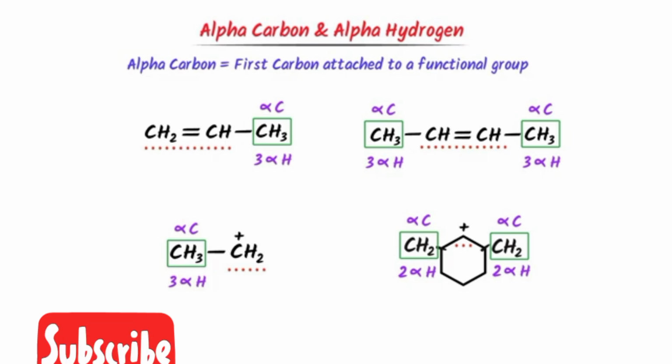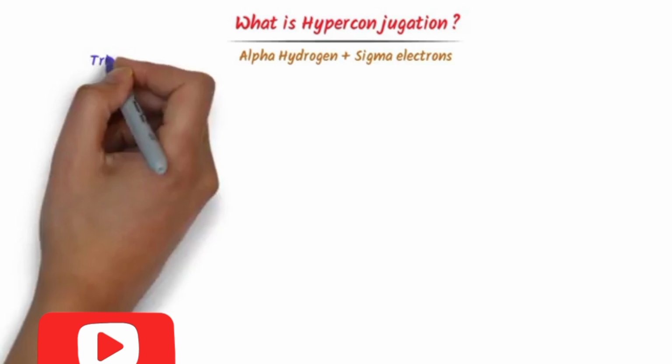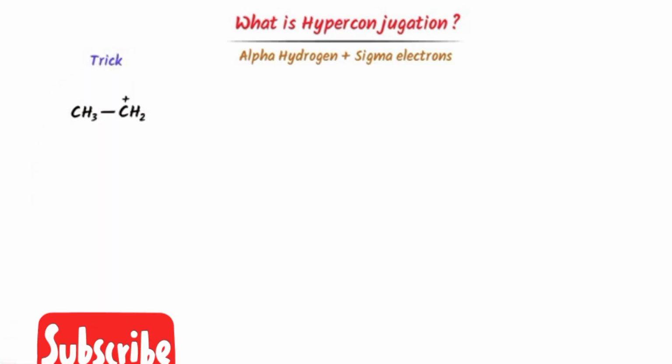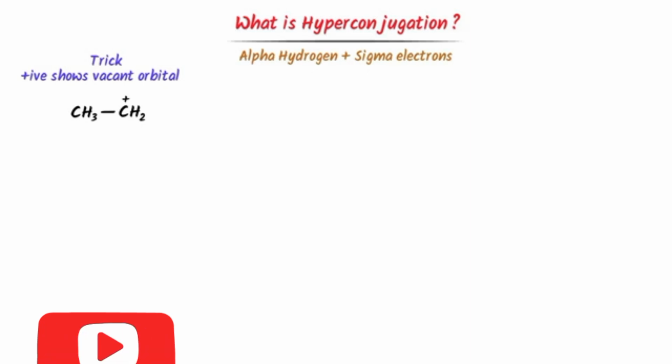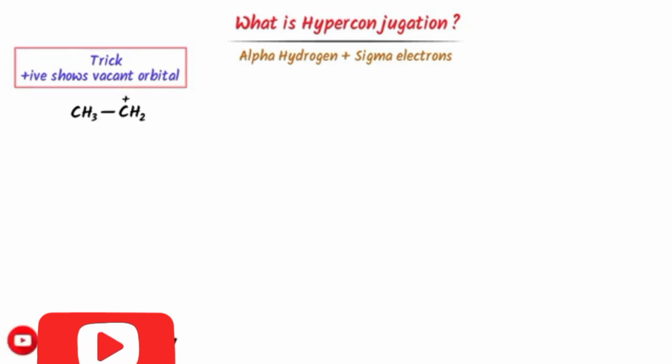Now, what is hyperconjugation? For the hyperconjugation effect, we need alpha hydrogen and sigma electrons. Let me repeat it. We need alpha hydrogens and sigma electrons. For example, consider this organic compound. Here, remember this important trick. In the case of carbocations, the positive sign shows vacant orbitals of carbon. Hence, the positive sign on this carbon shows that the orbitals of this carbon are empty.